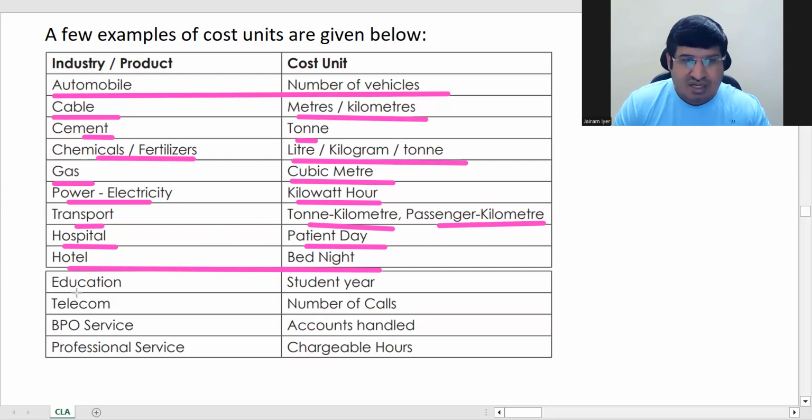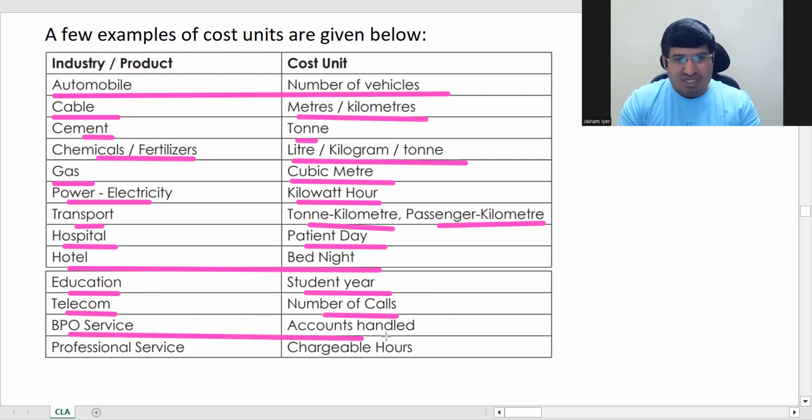And then education, 1 student year. Telecom, number of calls. They quote in number of calls. If you see the plans that mobile companies have, they would give you, for 200 calls, this is the cost; for 400 calls and this much data, this is the cost, like that. So it's based on number of calls.